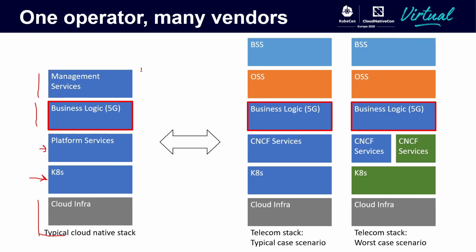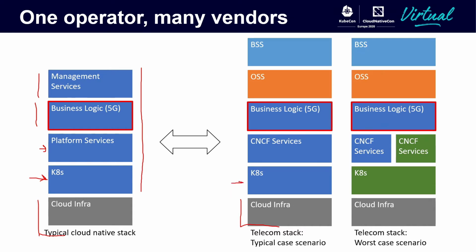But everything is in one hand. Everything that is blue is coming from one player, and the cloud infra is coming from someone else. In the telecom world, the telecom operator wants to go out and buy software from many vendors. So they might pick cloud infrastructure from one vendor, or they might build their own cloud infrastructure.